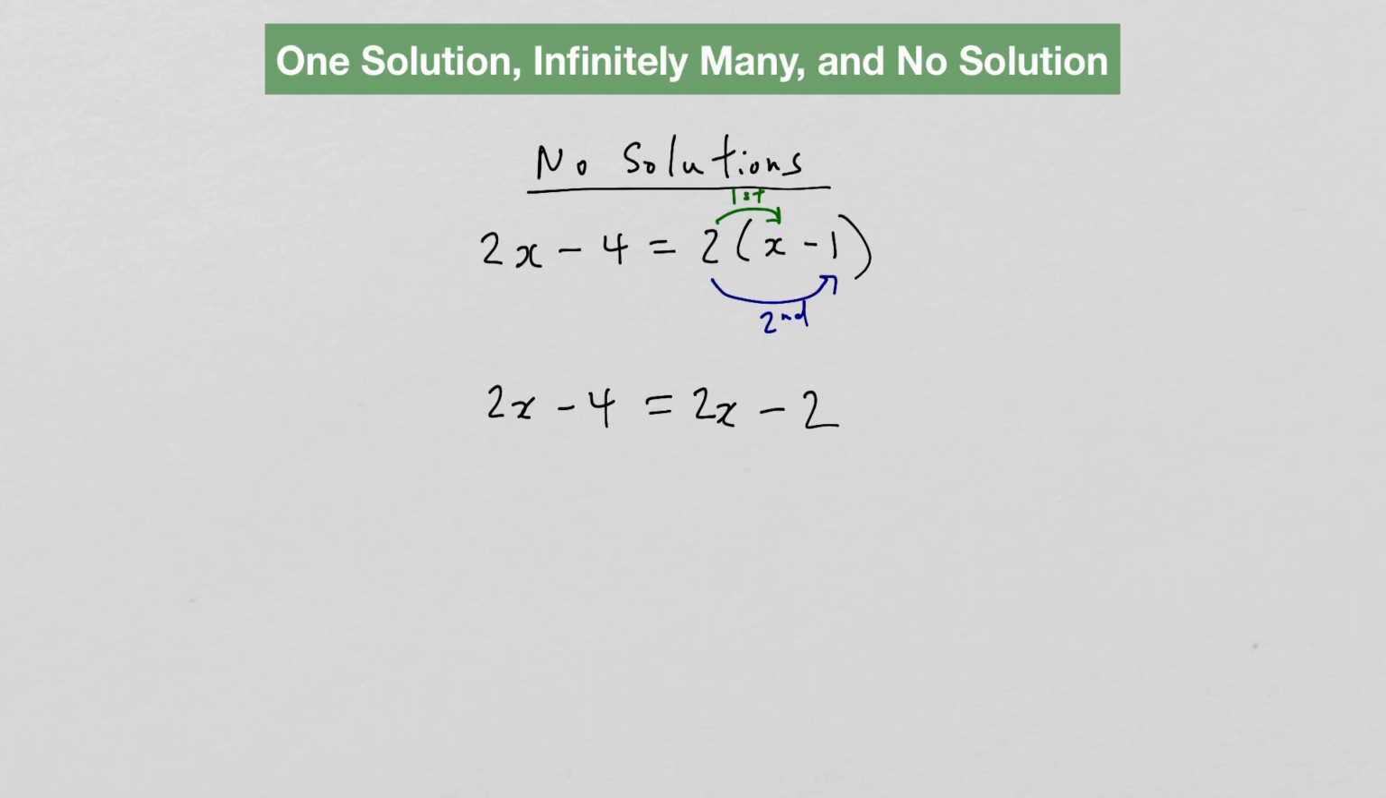Since there is a 2x on this side and on this side, we can eliminate them both. So we cross those out, and we're left with negative 4 equal to negative 2. Well, we know that negative 4 does not equal negative 2, and therefore there are no solutions to this equation. Okay, so those are the 3 examples, pretty straightforward.